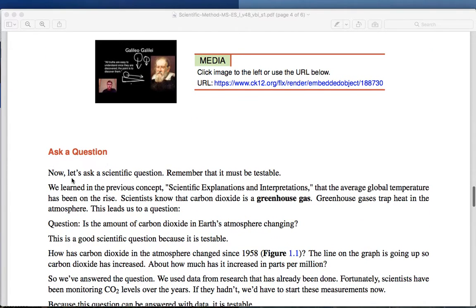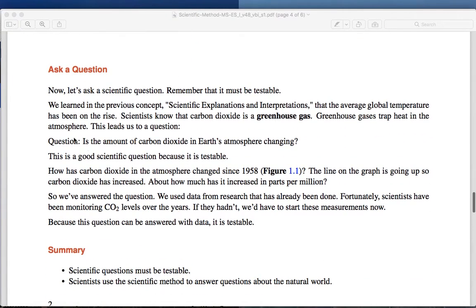Ask a question. Now, let's look at a scientific question. Remember that it must be testable. We learned in the previous concept, scientific explanations and interpretations, that the average global temperature has been on the rise. Scientists know that carbon dioxide is a greenhouse gas. Greenhouse gases trap heat in the atmosphere. This leads us to a question.